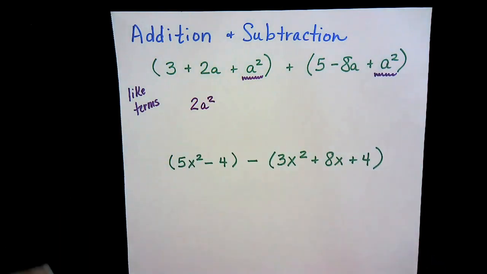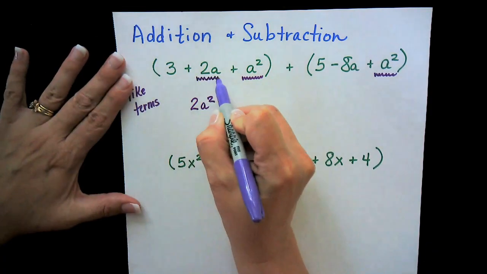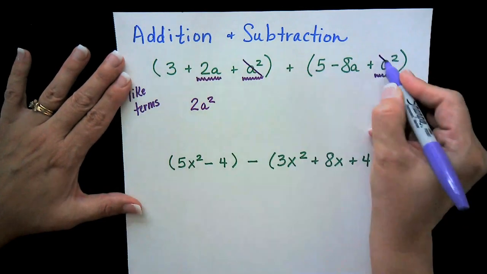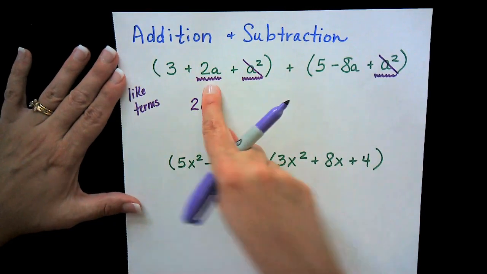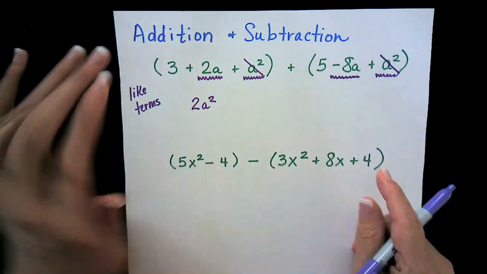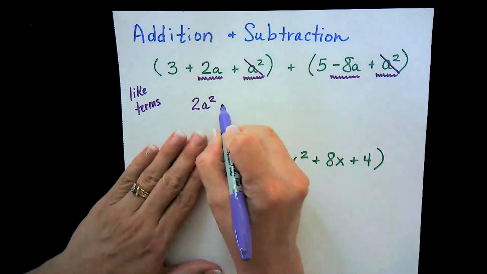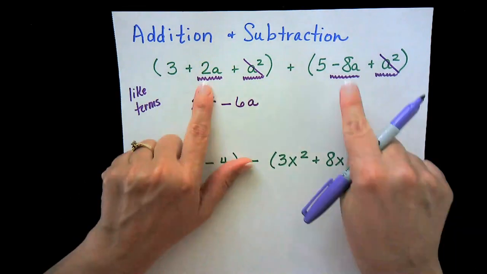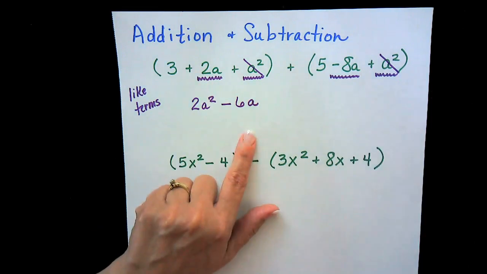Now, let's add the ones that have a's with them. So here I have a 2a, and notice I'm not combining these with the a to the seconds. In fact, I'm going to go ahead and mark those a to the seconds out just so it'll be easier for me to keep track. So I have a 2a, and I'm going to combine that with a negative 8a. So 2 apples take away 8 apples will give me negative 6 apples, right? So 2 plus negative 8 would give me negative 6. So I get negative 6a.